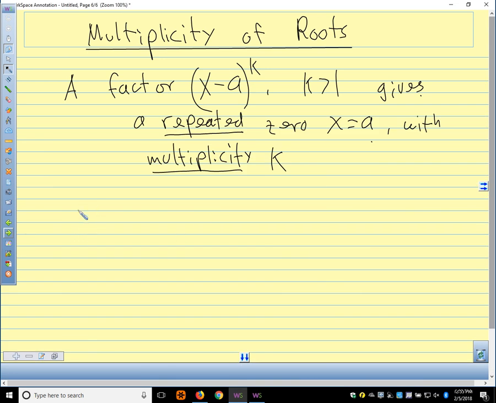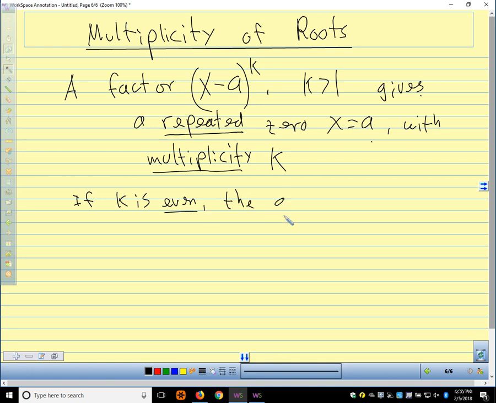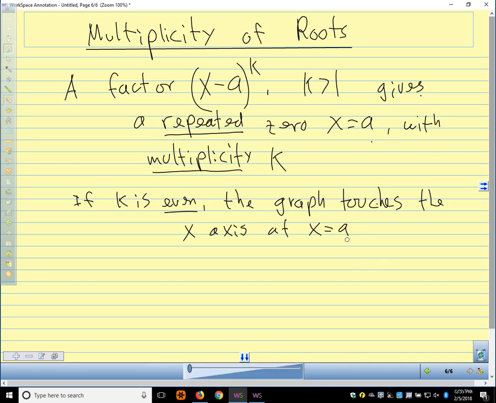If k is even, the graph touches the x-axis at x equals a. Sometimes people call it bouncing, but it touches, it's tangent to the x-axis. So it touches the x-axis.